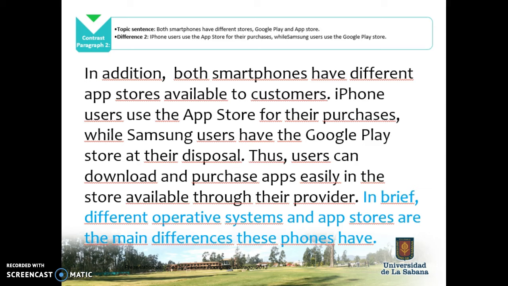Let's see the concluding sentence in the second paragraph. In brief, different operative systems and app stores are the main differences these phones have. Here, we recapitulate the 2 differences we presented in the 2 paragraphs. So as you can see, the topic sentence for the first paragraph presents both differences, and the concluding sentence for the second paragraph summarizes both differences.